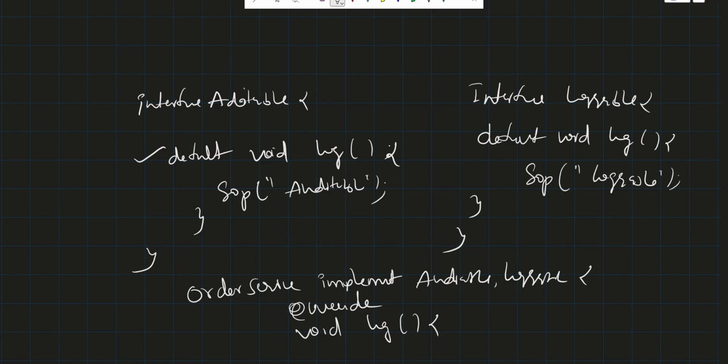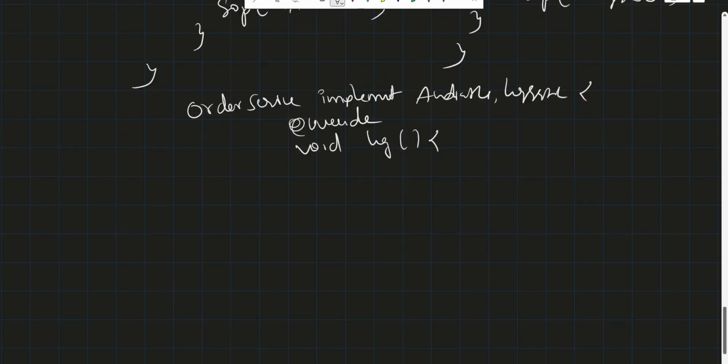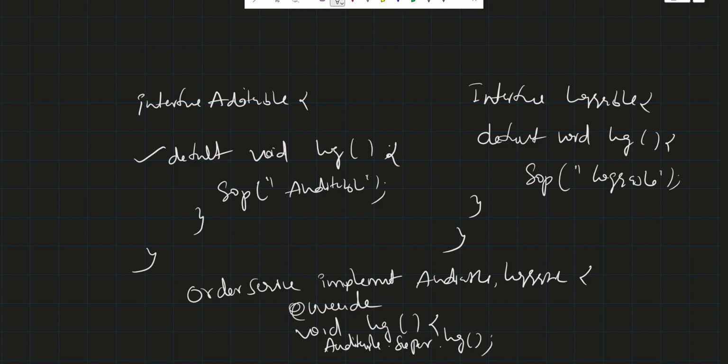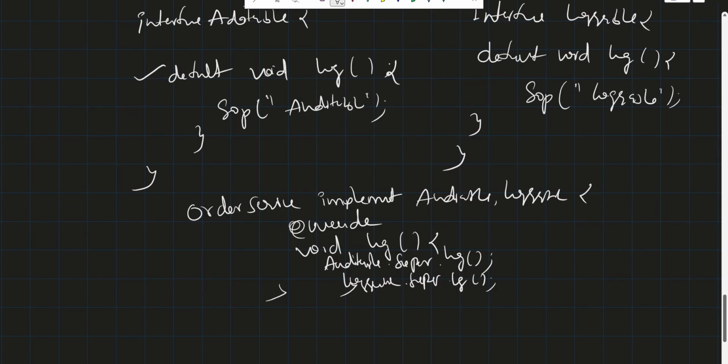Here, how can we access the interface methods? Interface methods we can access by using the interface name dot super dot method name, Editable.super.log, and in the same way you can access Loggable, Loggable.super.log. This is how we'll access them.